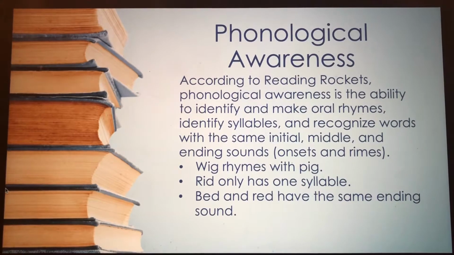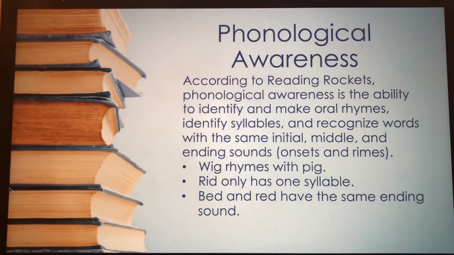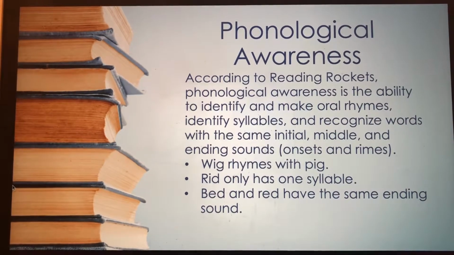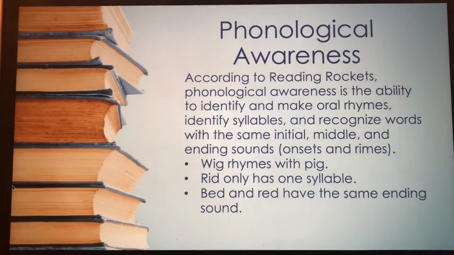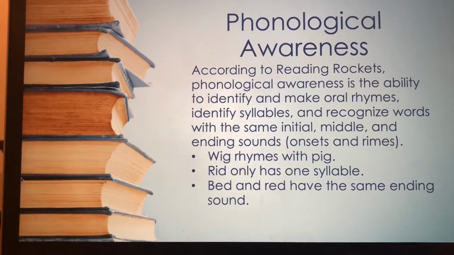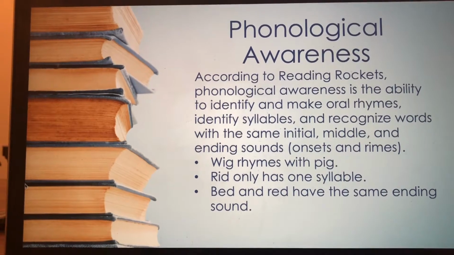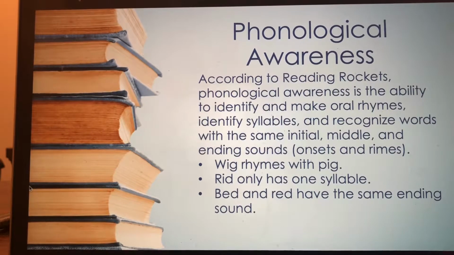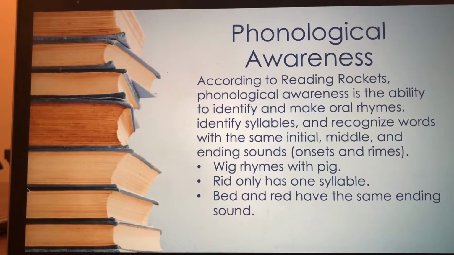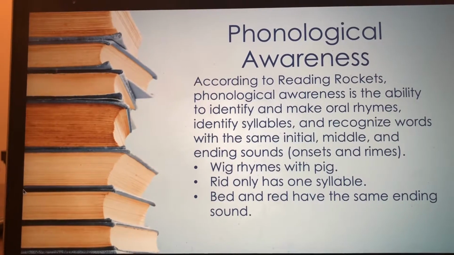Reading Rockets, phonological awareness is the ability to identify and make oral rhymes, identify syllables, and recognize words with the same initial, middle, and ending sounds. It is also the ability to recognize onsets and rhymes. So for instance, the onset in the word pig is p, and the rhyme in the word pig is ig. So that would be the onset and rhyme, and children who are phonologically aware will recognize that.